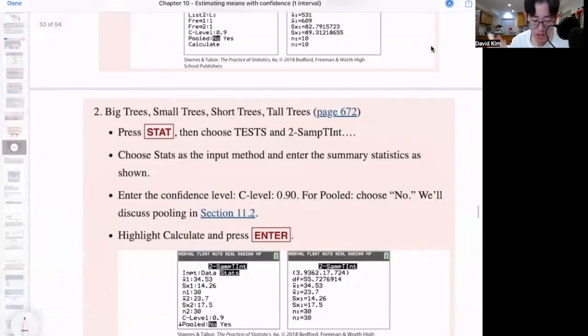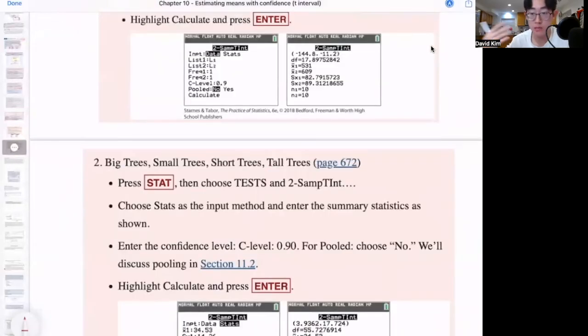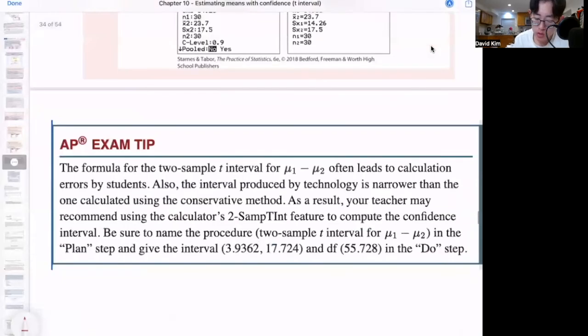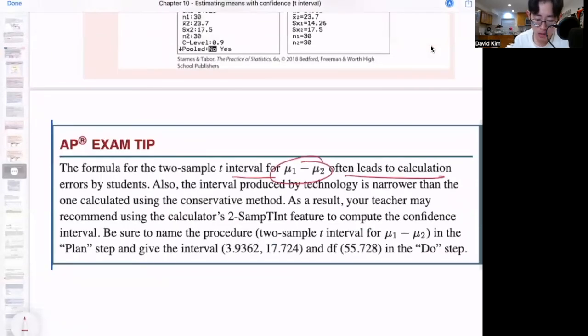All right, so this tells you how to do it. You're going to use the calculator to do most of these things. The formula for the two sample t interval often leads to calculation errors by students. Also, the interval produced by technology is narrower. So as a result, your teacher may recommend using the calculator's two sample t interval feature to compute the interval. Make sure that you name the procedure as this, not just mu1 and mu2, for the plan, and give the interval and the degrees of freedom also in the do step.